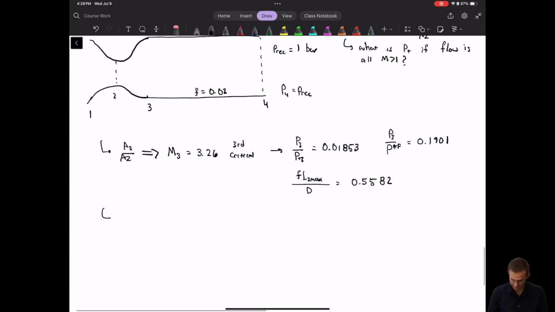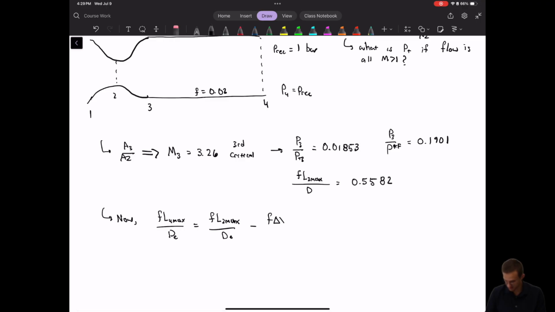So now what we do is we know what delta x is, right? So we can write fL4max in terms of fL3max and f delta x over D. I'll explain what I mean by that. So fLmax rather is equal to fL3max over D. I should put a sub E on these. Minus f delta x over D.